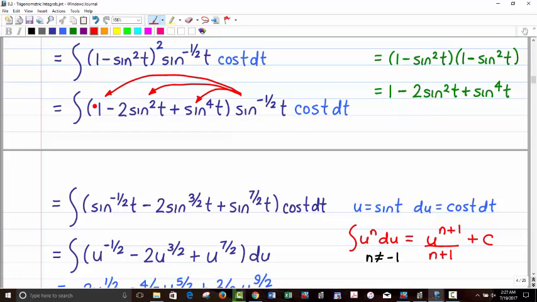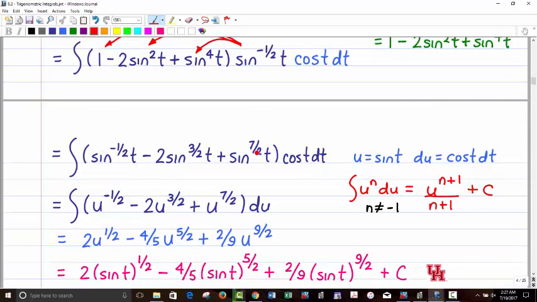All right, well, the first one's multiplied by 1, so it's obvious. But let's look at the next one. Sine to the negative 1/2 times sine squared, add the exponents. 2 minus 1/2 is 3/2. Next one, sine to the negative 1/2 times sine to the fourth. 4 minus 1/2 is 7/2. So there we go. Just like the last problem, you do not need to split this into three integrals if you do not want to, since they're all using the same du.